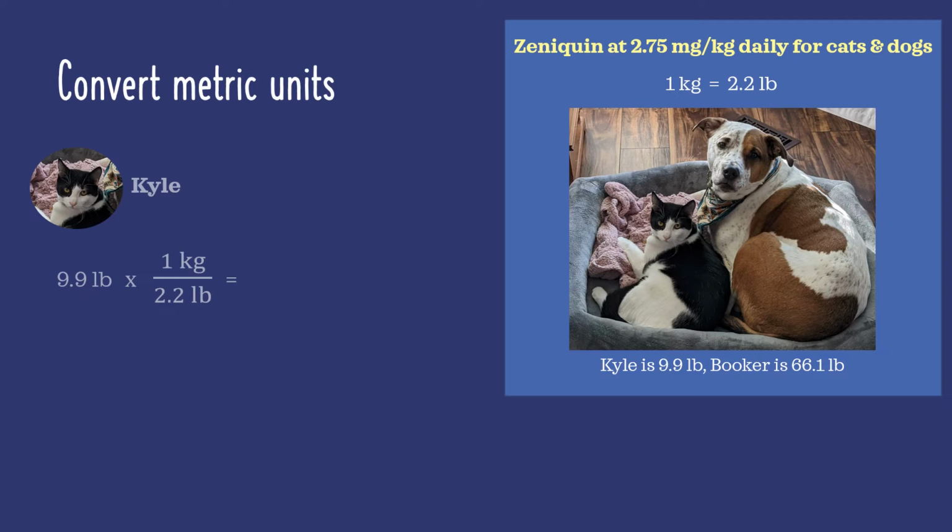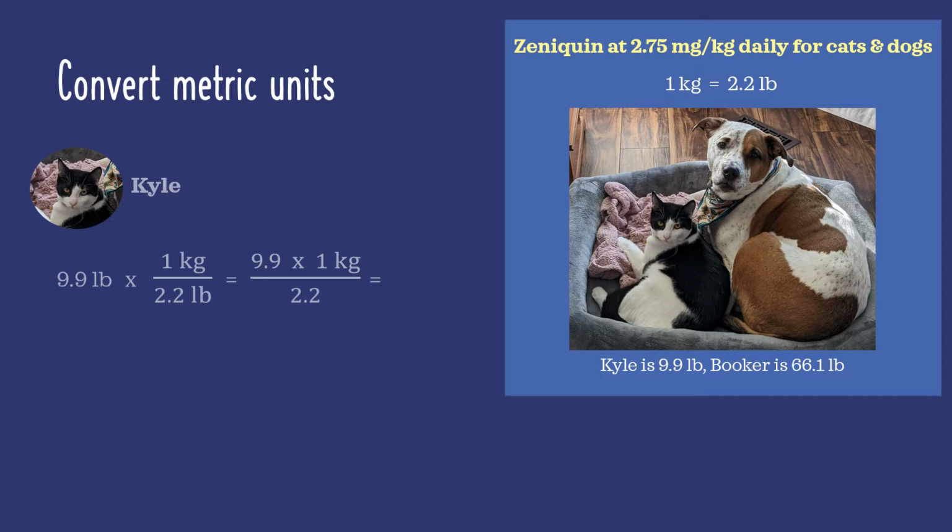This works because in order to multiply, we multiply across. So this becomes one big fraction, 9.9 pounds times 1 kilogram on top, divided by 2.2 pounds on the bottom. Remember from math class that if something occurs on both the top and the bottom of the fraction, it cancels itself out. In this way, the units for pounds cancel out, and I don't see anything else in this big fraction that cancels out.